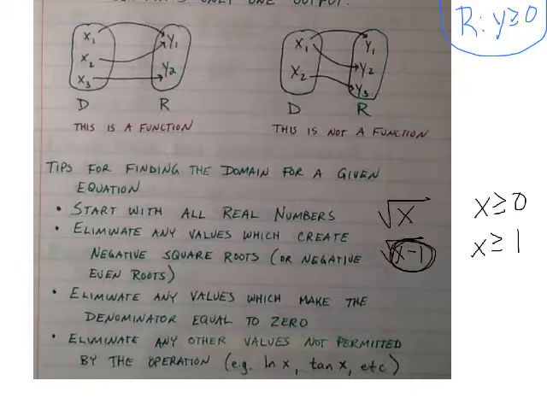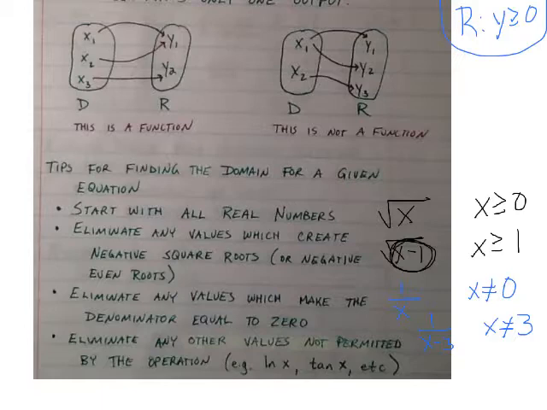The next statement is eliminate any values which make the denominator equal to 0. Since we're not allowed to divide by 0, for 1 over x our domain takes on all x except 0, so x does not equal 0 in that case. Or if I had 1 over x minus 3, we would get all real numbers except x does not equal positive 3, because that puts a 0 in the denominator.